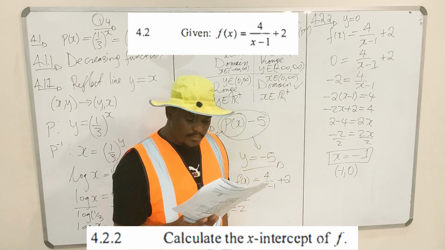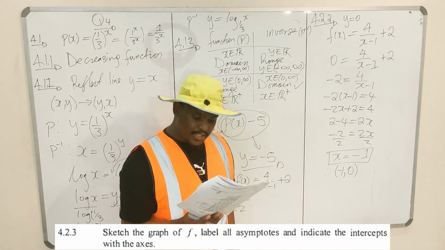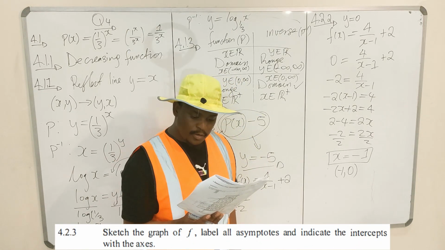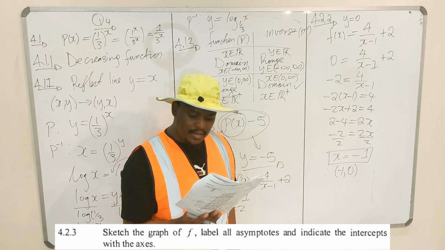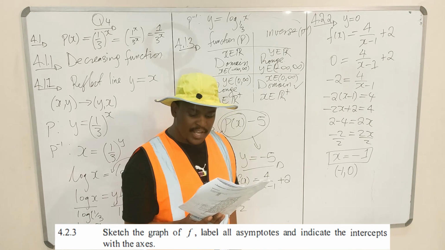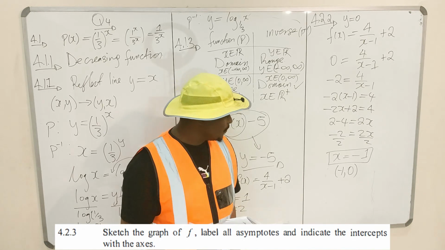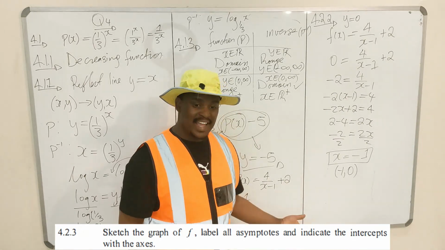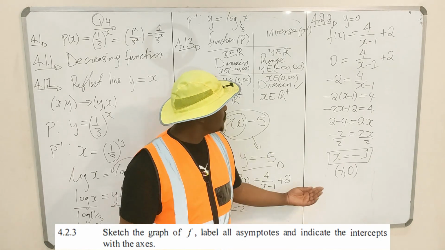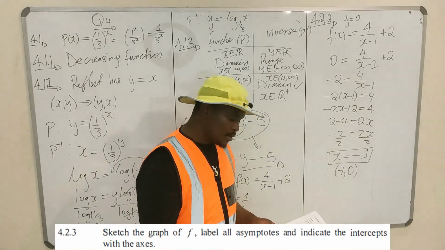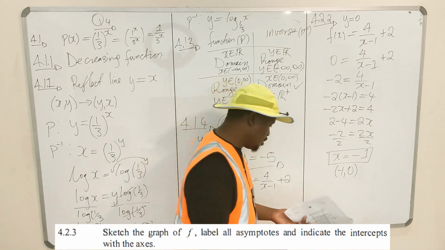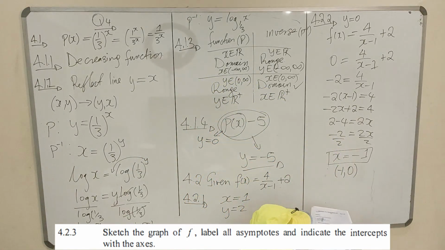So that's saying use your graph to determine, or sketch the graph of f, label all the asymptotes and the intercepts with the axis. They want all the asymptotes and the intercepts with the axis, which means what we need now is the y-intercept. So let's write it under 4.2.3.